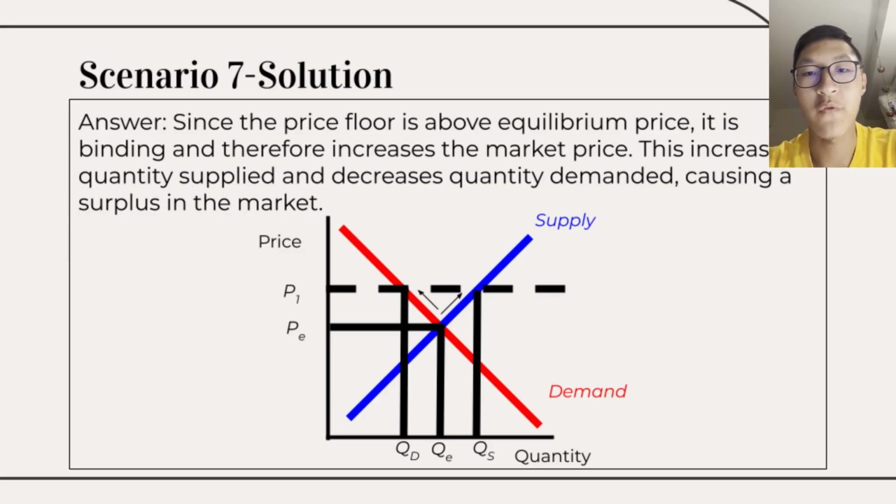So this is an example of government intervention, and since the price floor is above the equilibrium point, it is a binding government intervention and causes an increase in market price. And this results in an increase in quantity supplied and a decrease in quantity demanded. And this eventually causes a surplus in the market.